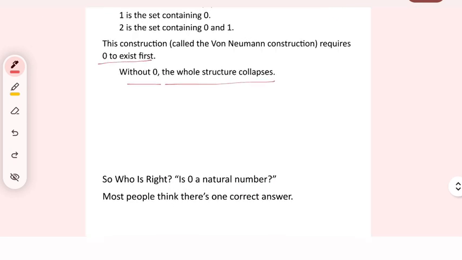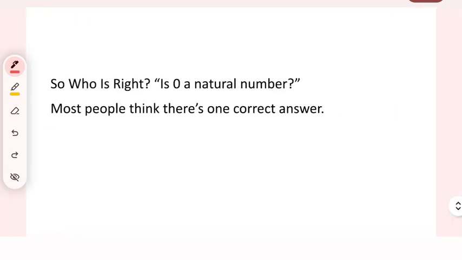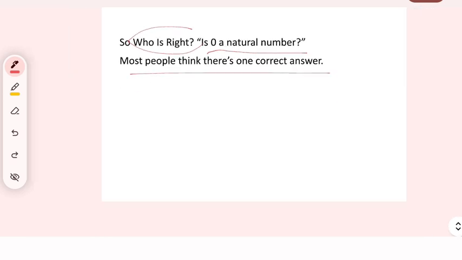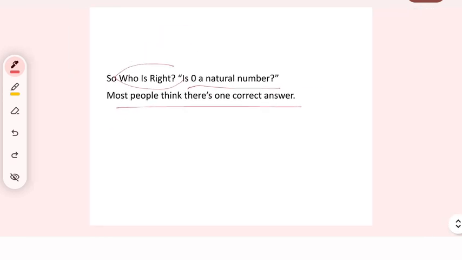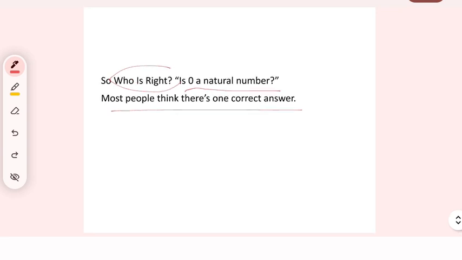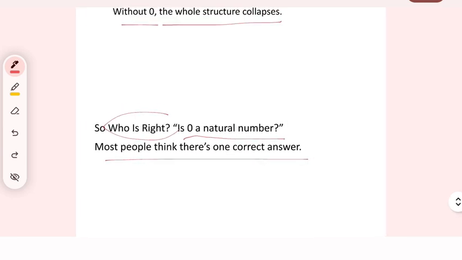So who is right now? Who is right in defining 0? When someone asks if 0 is a natural number, one person answers that it is, and another answers no, it's not. So who is right? Most people think there's only one correct answer, but actually it depends. So there's really no one correct answer.